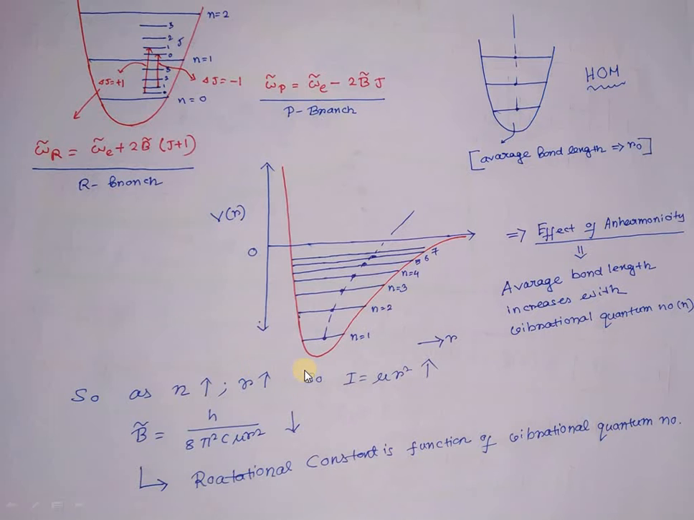So the moment of inertia I will also go up, as the equation of the moment of inertia is I equals mu r squared. Now the expression of the rotational constant is h by 8 pi squared c mu r squared. So as the vibrational quantum number goes up, the average bond length also goes up, which results in a decrease of the rotational constant with vibrational quantum number.